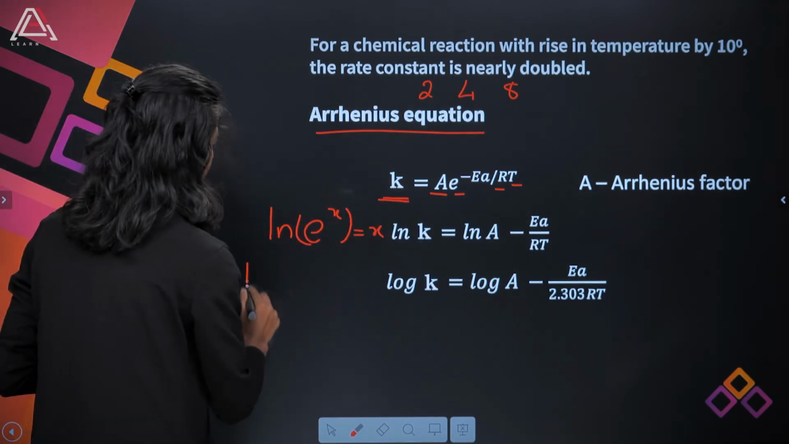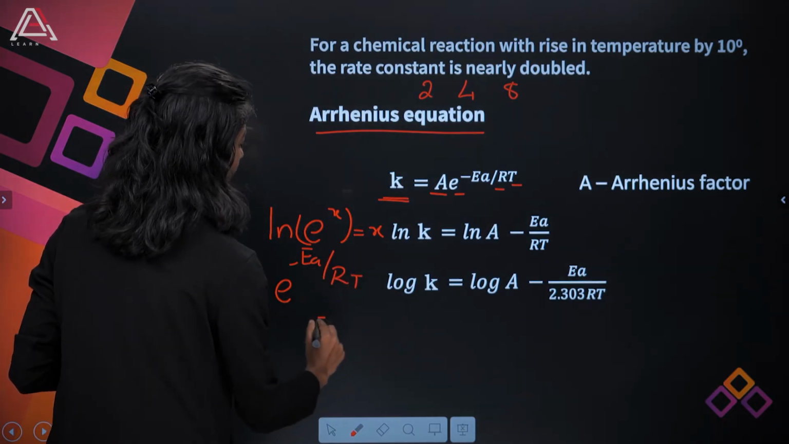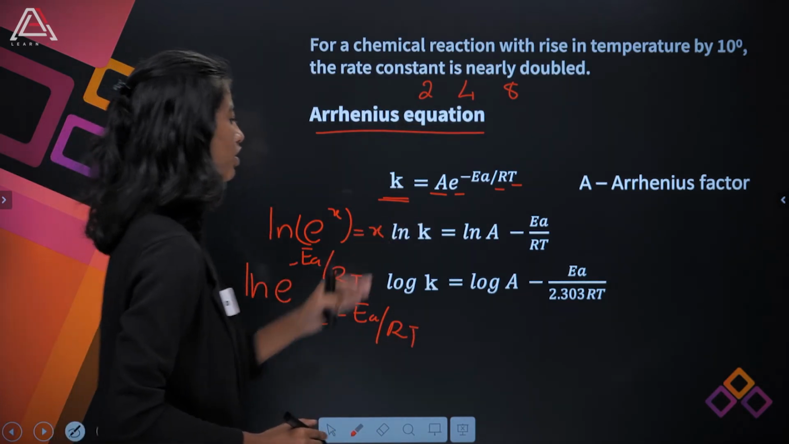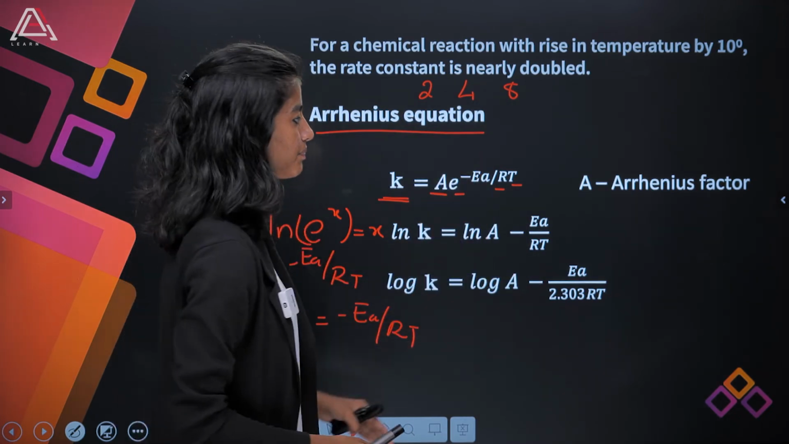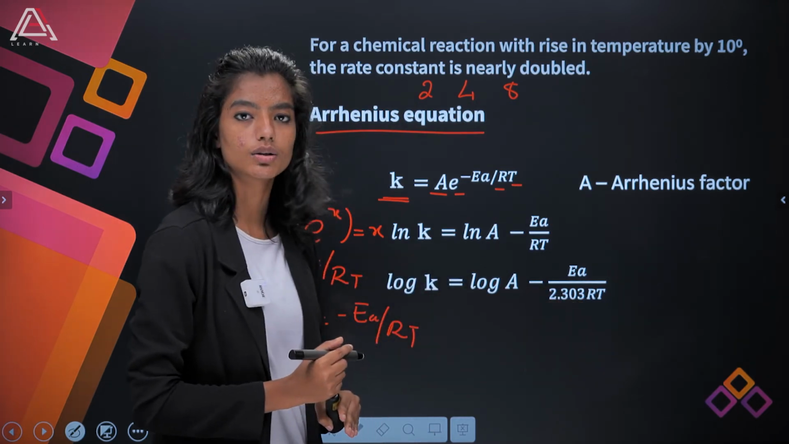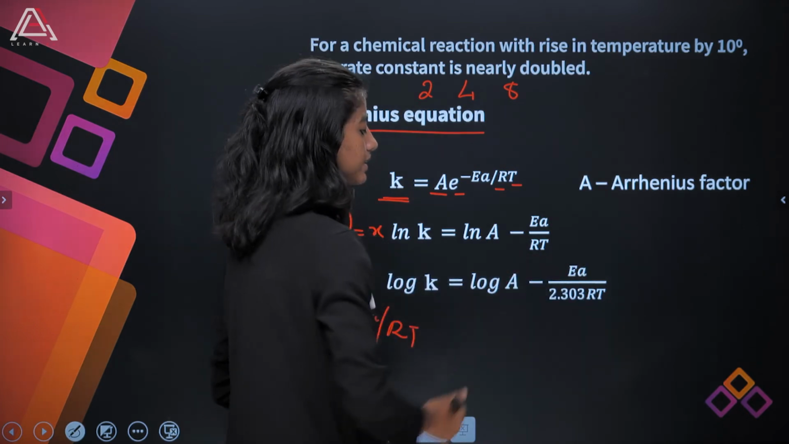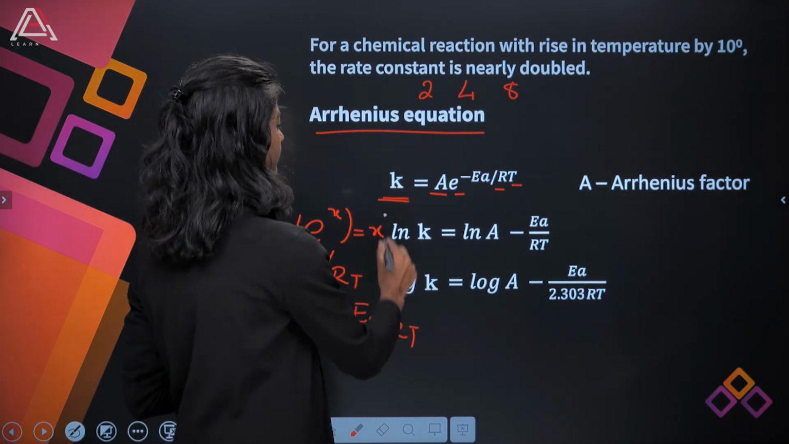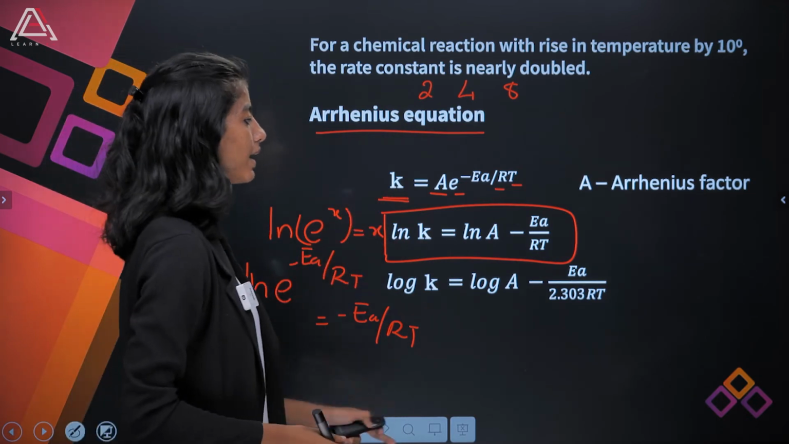So it is in the form ln e^(-Ea/RT), which gives minus Ea by RT. Just substitute this over here. ln k will give ln A minus Ea by RT. Now, converting to log by multiplying with 2.303, log k will be equal to log A minus Ea divided by 2.303 RT. So always remember this equation: ln k = ln A minus Ea divided by RT.